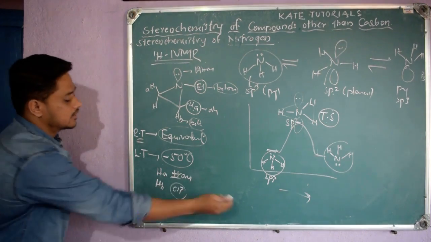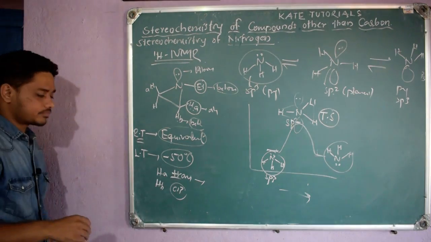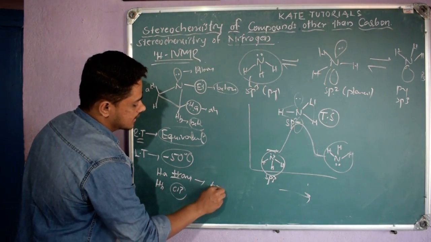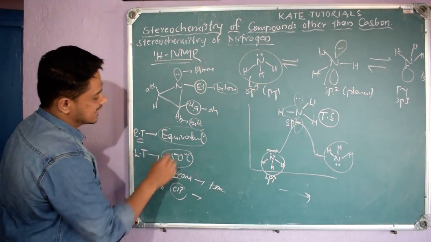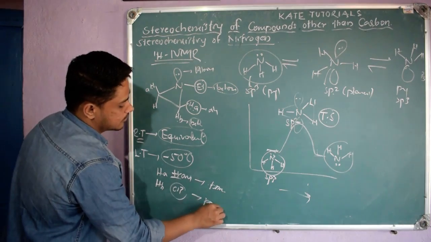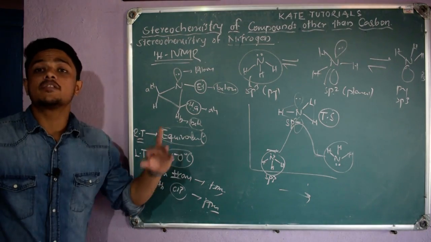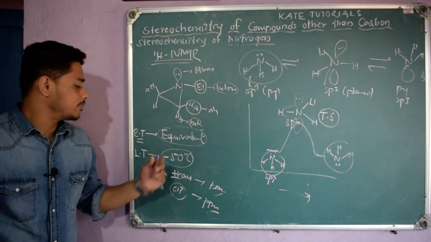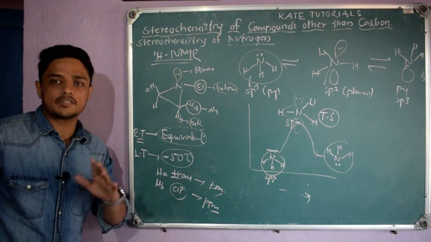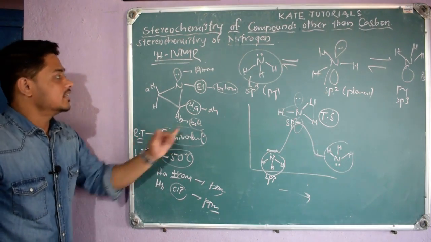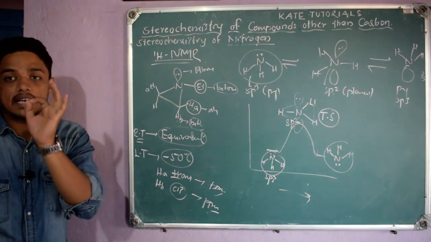They saw that for trans, the proton NMR ppm value was different, and for this HB, the proton NMR value was different. So they could distinguish between HA and HB, but at very low temperature, that is minus 50 degrees Celsius. So what they concluded, at room temperature this compound is optically inactive.